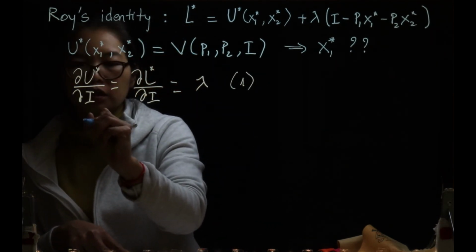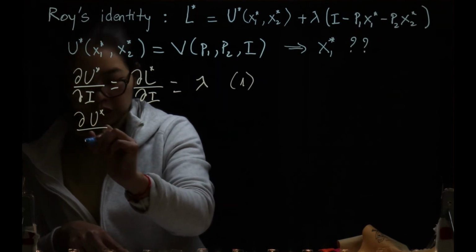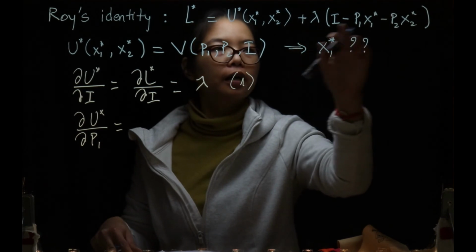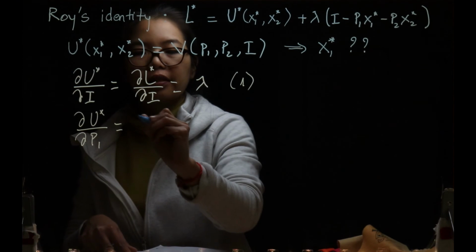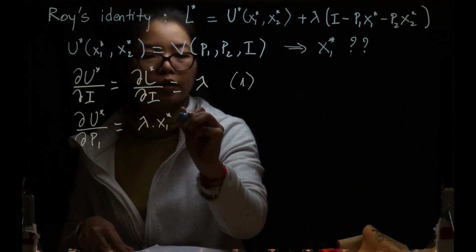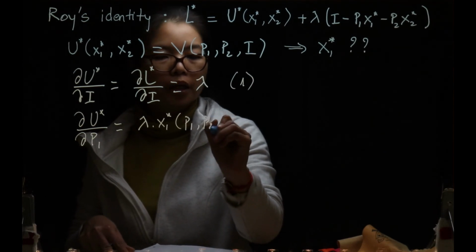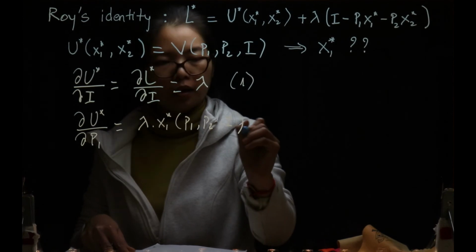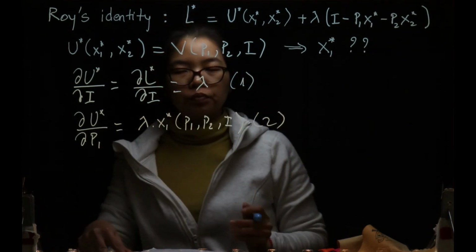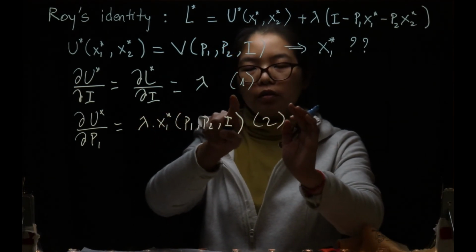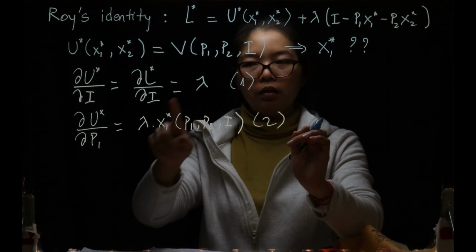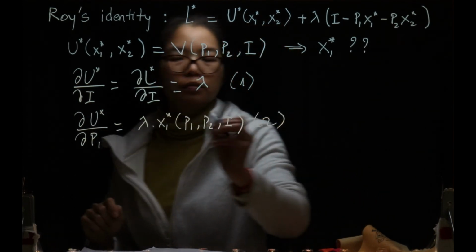Similarly, you can also take the derivative of u with respect to P1. What will we have? Where do we have P1 over here? Here, right? So that is minus lambda times x1 star. Let's write it explicitly here as P1, P2, and I, which we just solved from the first order condition. Okay, let's call this 2. Now think about it. What if we divide 2 by 1? Lambda will be gone, right? It will be simplified. So let's do it now.